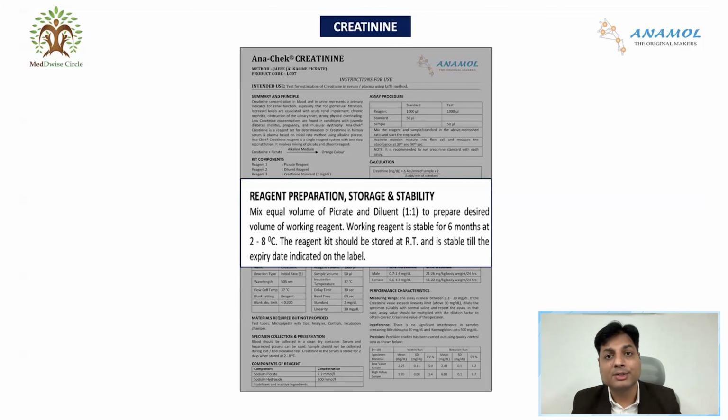Now, this particular section also talks about how do we store the working solution and what is the stability of the working solution. Here it is very clearly mentioned that the working reagent is stable for 6 months at 2 to 8 degrees Celsius, which means that when we mix the picrate and the diluent and when we keep this working solution at 2 to 8 degree, it is stable for up to 6 months.